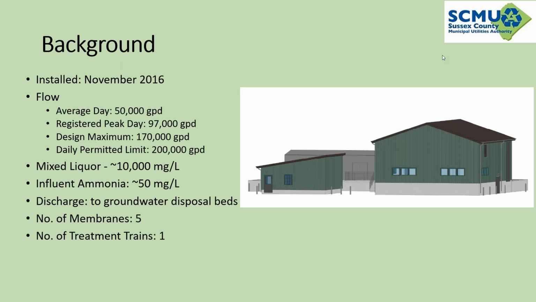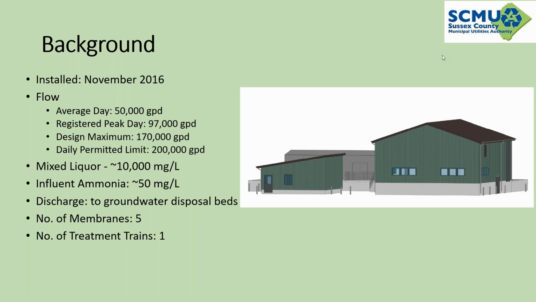So, like I said, initially, I just wanted to provide everyone the backdrop of this facility. It was installed in November of 2016. The average daily flow is about 50,000 gallons per day. The registered peak flow is 97,000 gallons per day. The design maximum was 170,000. And the daily permit limit was 200,000 gallons per day. Obviously, our average day was not anywhere close to the design maximum for the facility.